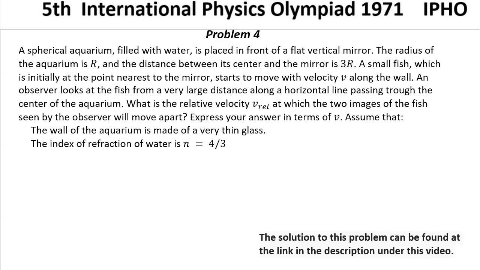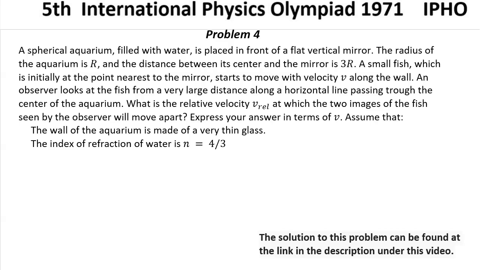4th International Physics Olympiad year 1970 IPHO. Problem number 4. A spherical aquarium filled with water is placed in front of a flat vertical mirror. The radius of the aquarium is r, and the distance between its center and the mirror is 3r.